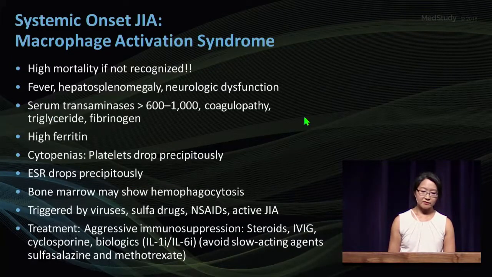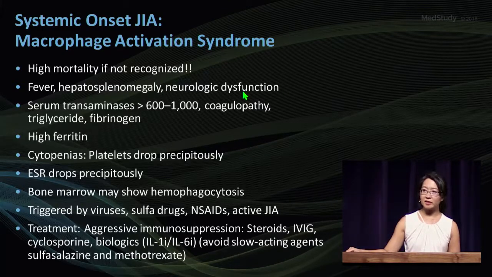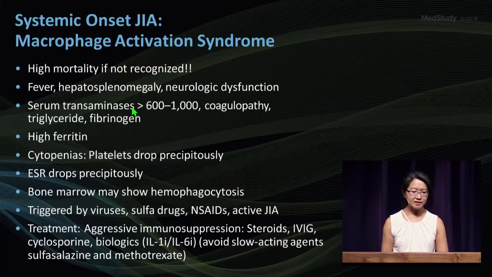Again, high mortality if not recognized. These patients can have neurologic dysfunction. They should be in the ICU. Serum transaminases could be very high. These patients can have a coagulopathy, and their fibrinogen levels could be low. And that's one of the reasons why the SED rate is low or normal, because for the SED rate to be elevated, you need a lot of fibrinogen.